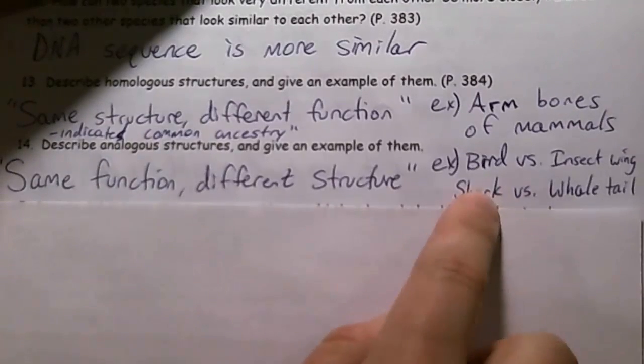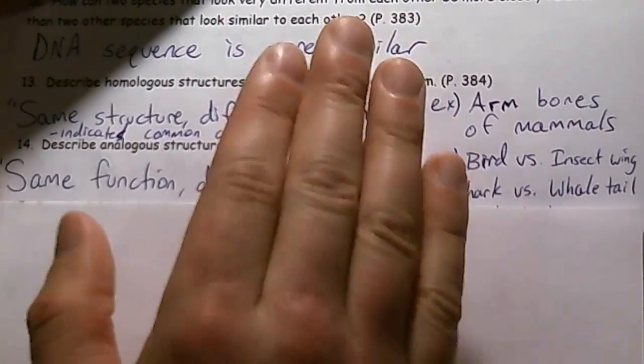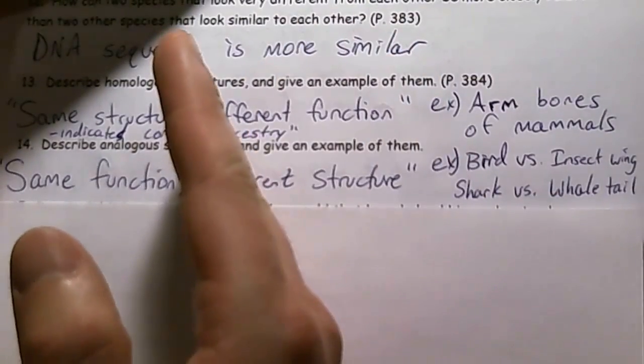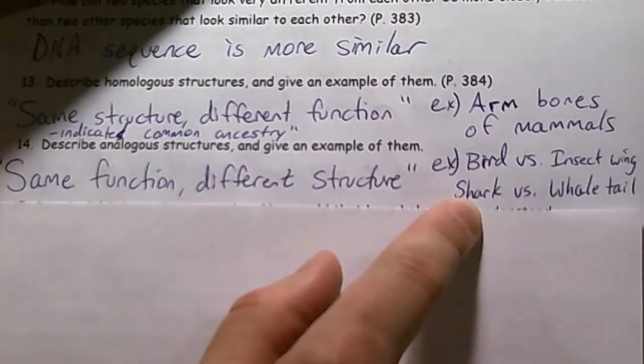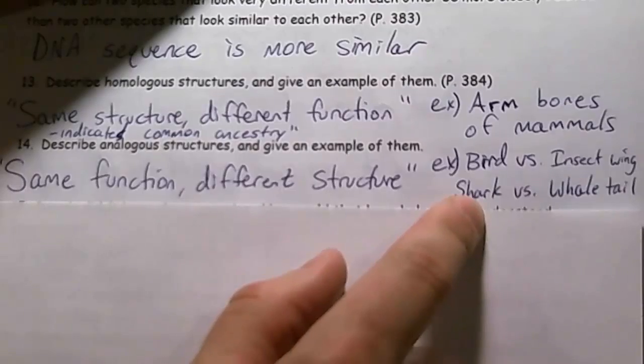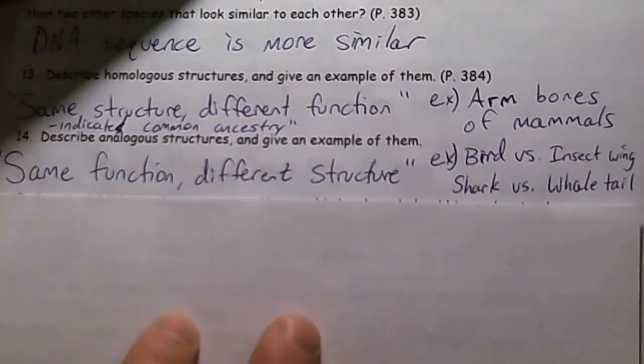If we also look at a shark and a whale, tails move up and down, shark tails move side to side, and they're made of different things. Whale tails are made of bones, shark tails are made of cartilage. And so what do those both have in common, though? They have a similar function. That function is to swim in the water.